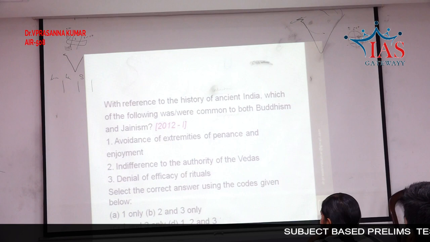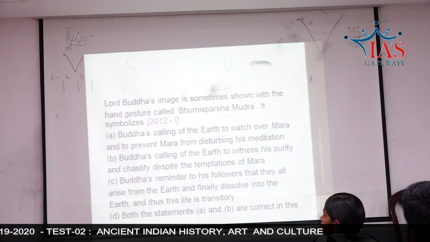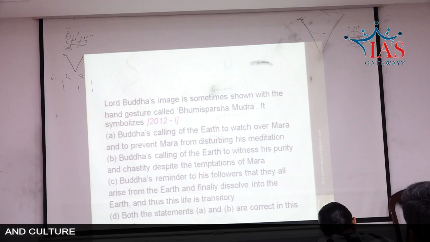Bhumi Sparsha Mudra. The mudras of Buddha are very important. Two questions have come till now. So just google it, because it will not be taught in your class.